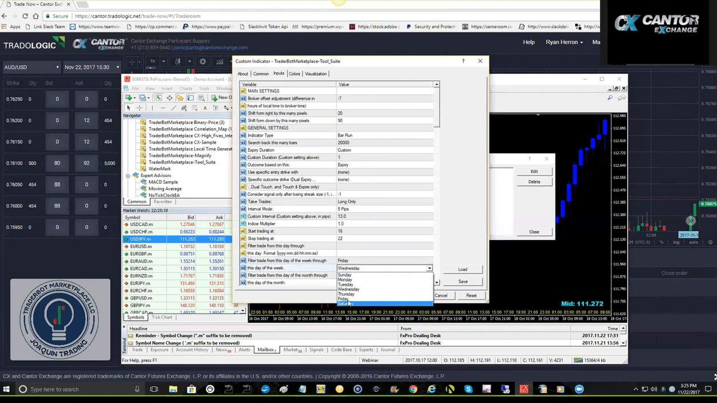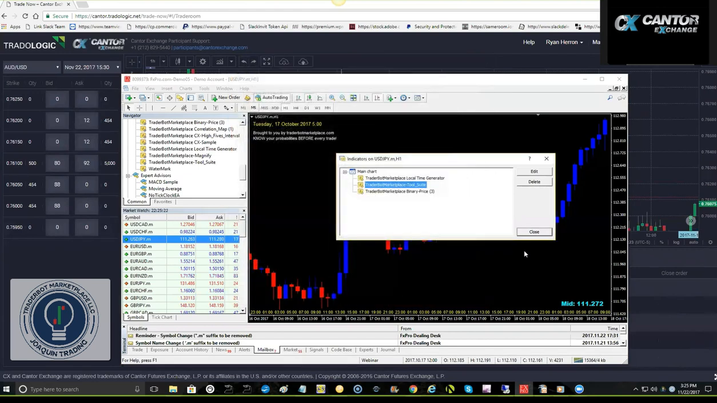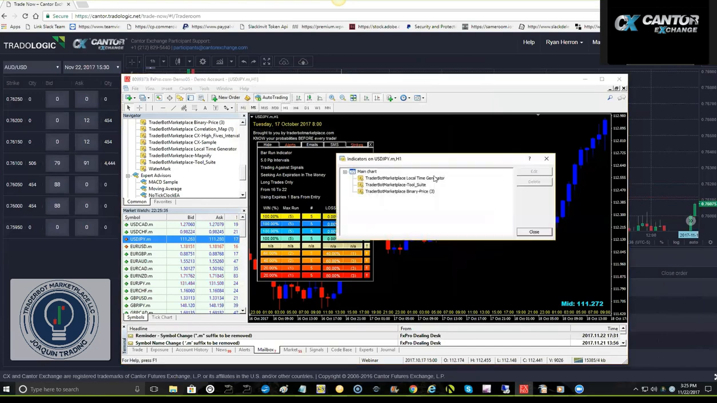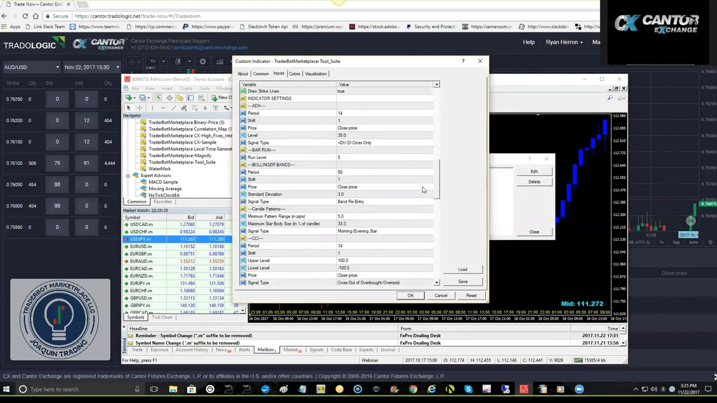This is off a 5-bar run. What? 100% profitable on Fridays too? But again, it's only on the past 5, it's only fired off 5 times. So what I'm going to do, I'm going to try to get more trades in here.